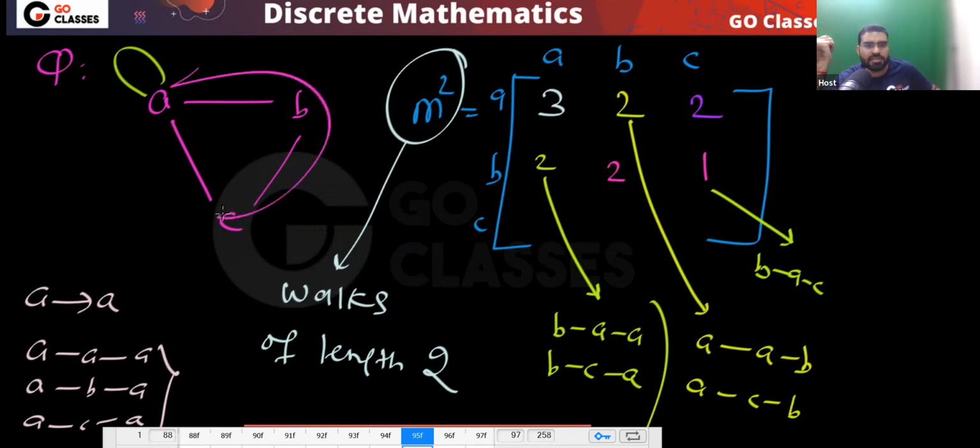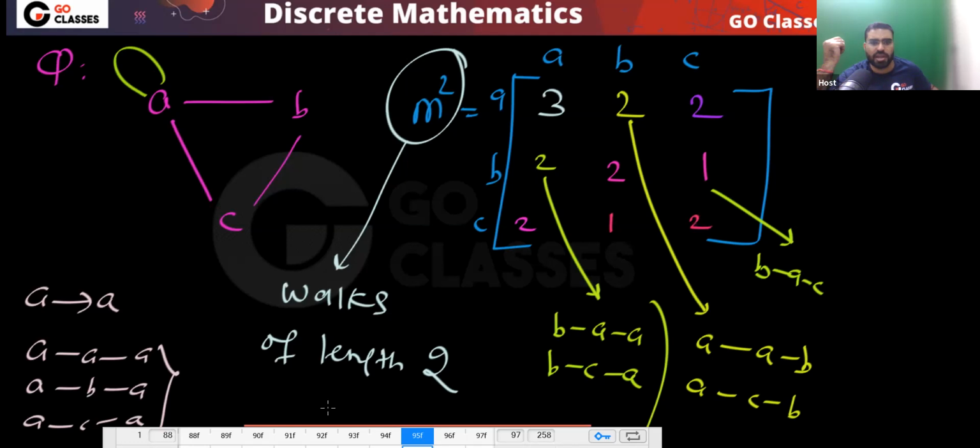Either you can have this, or you can go and you can just do this. So that will be 2. Okay, what about C to B? There will be only 1. What about C to C? There will be 2. So this is your table.